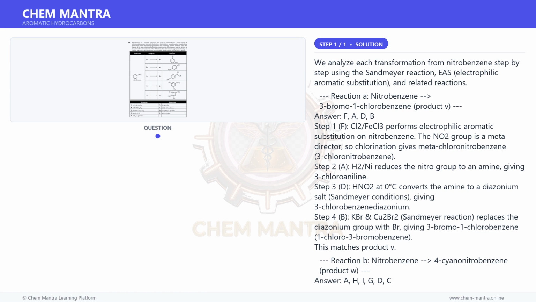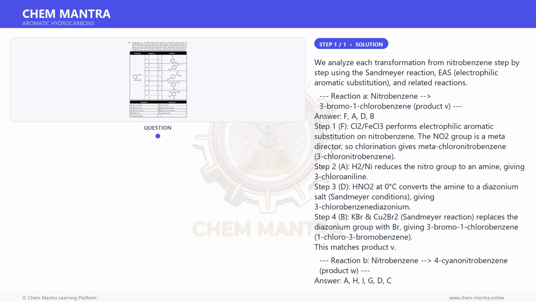Step 4. KBr and Cu2Br2, Sandmeyer reaction, replaces the diazonium group with Br, giving 3-bromo-1-chlorobenzene, or 1-chloro-3-bromobenzene. This matches product V. Reaction B: nitrobenzene to 4-cyanonitrobenzene, product W.